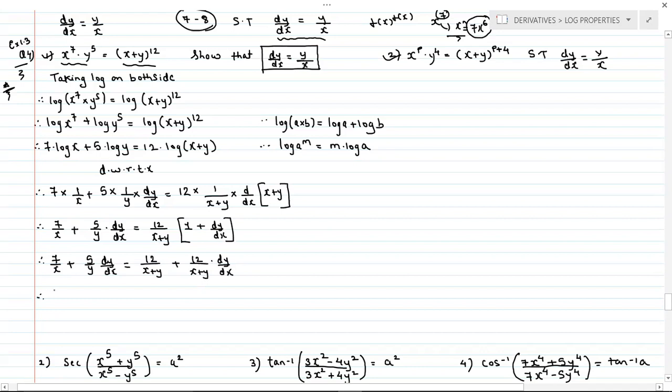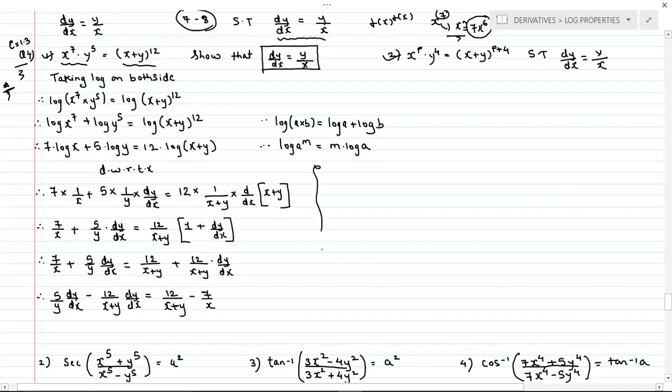Okay, so after this, as we know that there are 2 dy by dx terms, whenever we have 2 dy by dx, bring the dy by dx terms on one side and the remaining terms without dy by dx on the other side. So here I will bring the dy by dx on one side. When this plus 12 upon x plus y dy by dx comes to the left hand side, it will be minus 12 upon x plus y dy by dx. Here it is 12 upon x plus y. We'll shift this plus 7 upon x to the right hand side, so this will be minus 7 upon x.